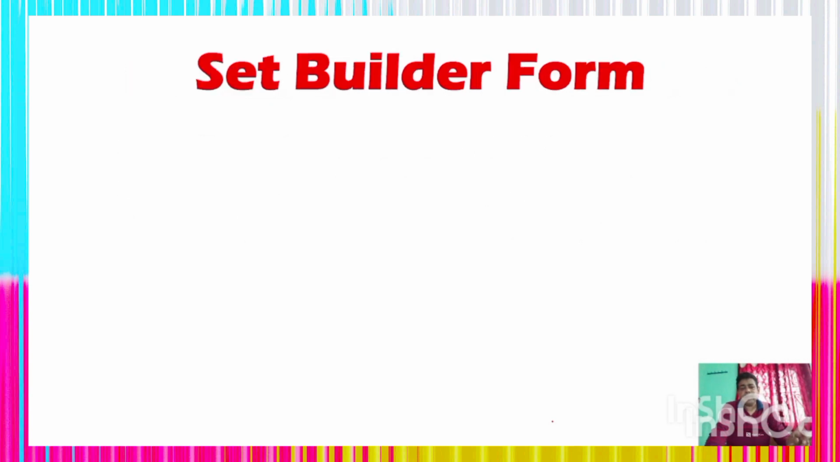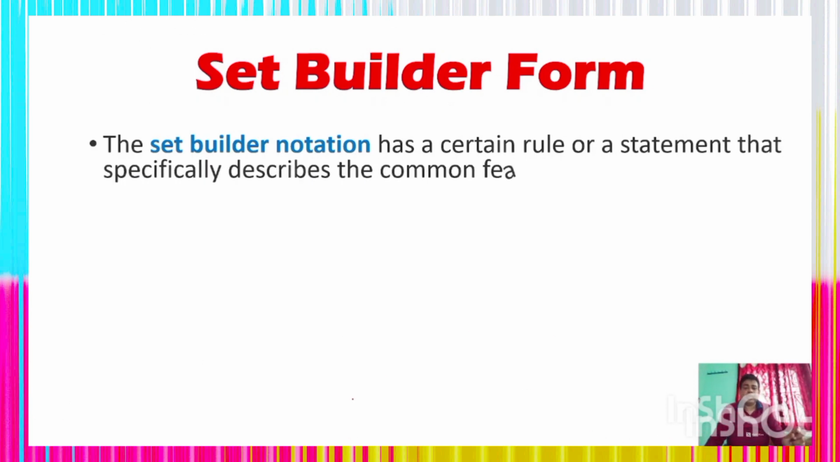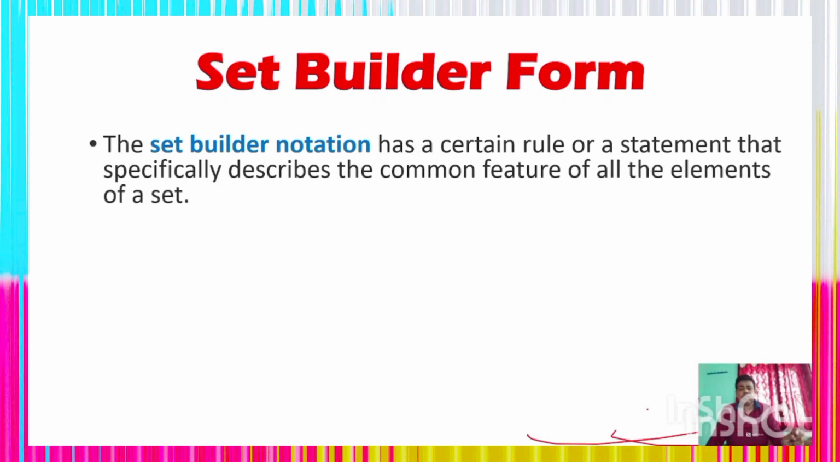Another form is known as the set builder form. In this set, all the elements have a certain property and rule. The set builder notation has a certain rule or statement that gives a common characteristic property. All the elements have a common property. So in these cases, we do not write all the elements clearly, but write them with the help of a single variable which stands for all the elements of the given set.